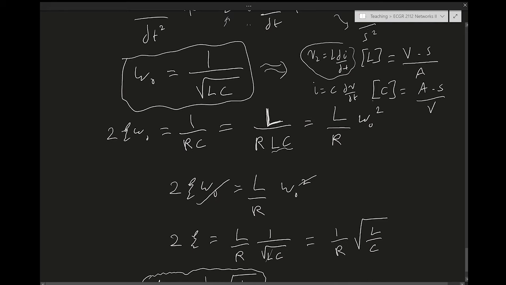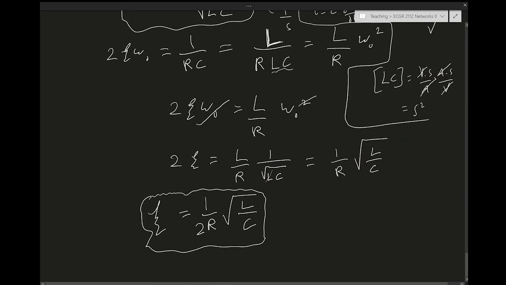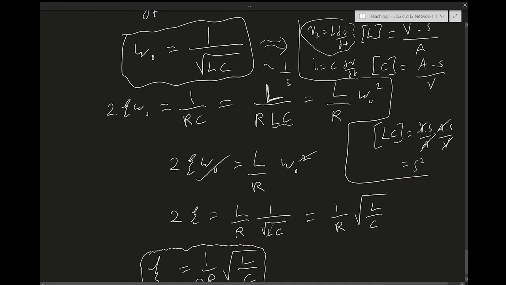Okay, so the unit of LC is going to be the unit of L, volt second over amp, times the unit of C, amp second over volt. Volt cancels with volt, amp cancels with amp, right? I end up with what? Second squared. So 1 over square root of second squared is 1 over second. So it makes sense for 1 over square root LC to be a unit of frequency because it has units of 1 over second. And as we said, radians is a dimensionless unit.